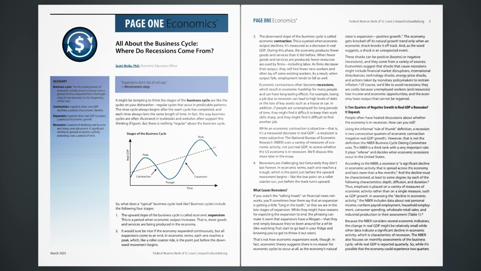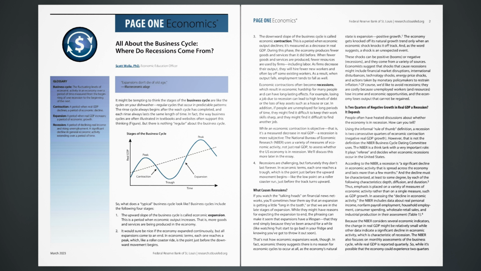So, what does a typical business cycle look like? Business cycles include the following four stages. 1. The upward slope of the business cycle is called economic expansion. This is a period when economic output increases. That is, more goods and services are being produced in the economy. 2. It would sure be nice if the economy expanded continuously, but all expansions come to an end. In economic terms, each one reaches a peak, which, like a roller coaster ride, is the point just before the downward movement begins. 3. The downward slope of the business cycle is called economic contraction.